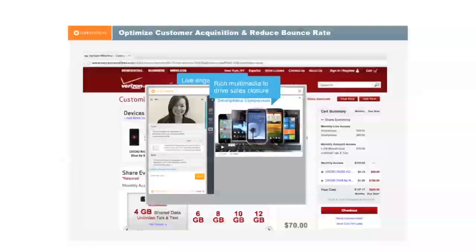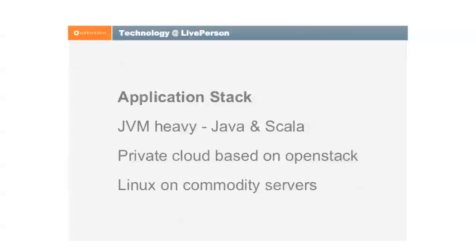Let's go to the interesting stuff, the technology. So a little bit about ourselves. We're really heavy on the JVM side. Most of our code is in Java and Scala. We have our own private cloud based on OpenStack. We have 4 different data centers around the world, 2 in North America and 2 in the EU. Just so you understand the scale of LivePerson, the thing that we do.